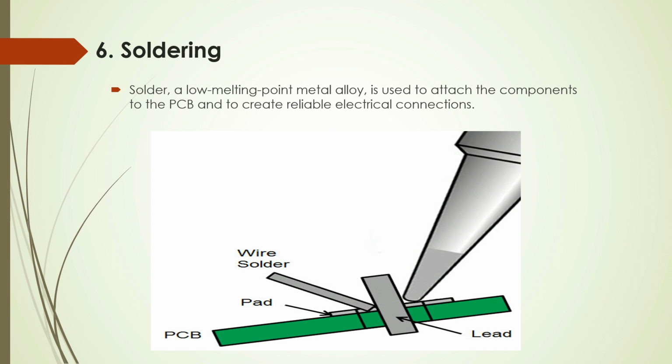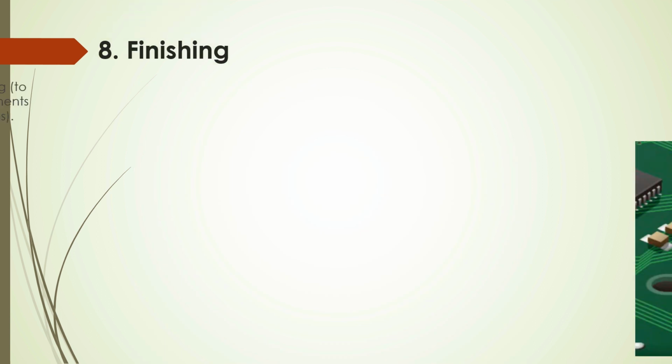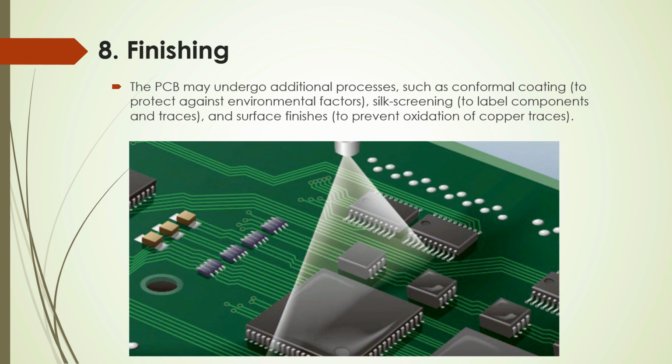Number six is soldering. Solder, a low melting point metal alloy, is used to attach the components to the PCB and to create reliable electrical connections. Number seven is testing. The assembled PCBs undergo testing to ensure that all connections are properly made and there are no short circuits or open circuits. Number eight step is finishing. The PCB may undergo additional processes such as conformal coating to protect against environmental factors, silk screening to label components and traces, and surface finishes to prevent oxidation of copper traces.